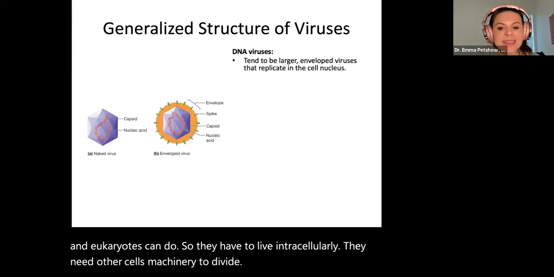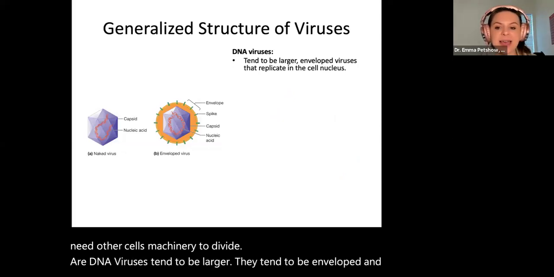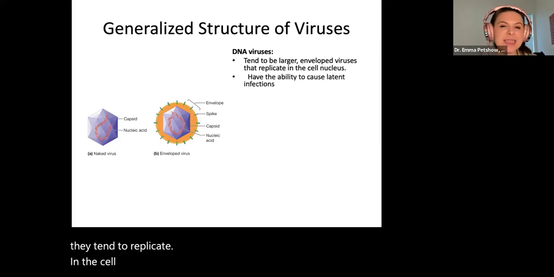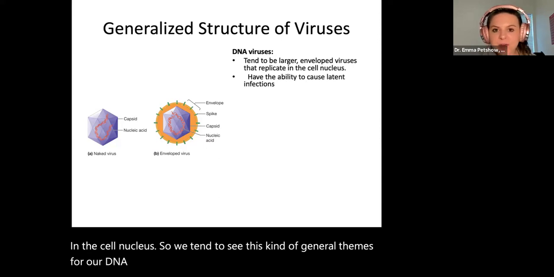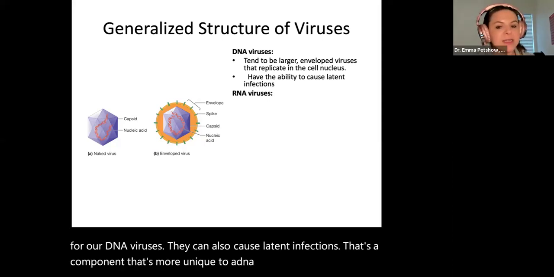Our DNA viruses tend to be larger, they tend to be enveloped, and they tend to replicate in the cell nucleus. So we tend to see these general themes for our DNA viruses. They can also cause latent infections. That's a component that's more unique to a DNA virus than an RNA virus.